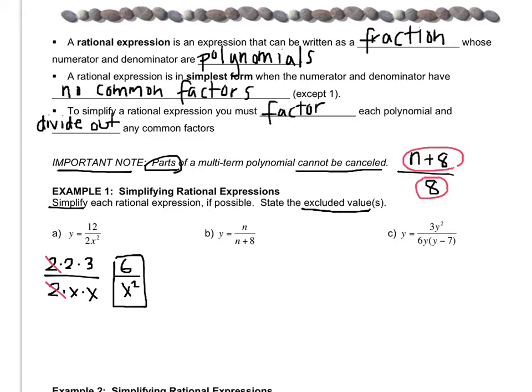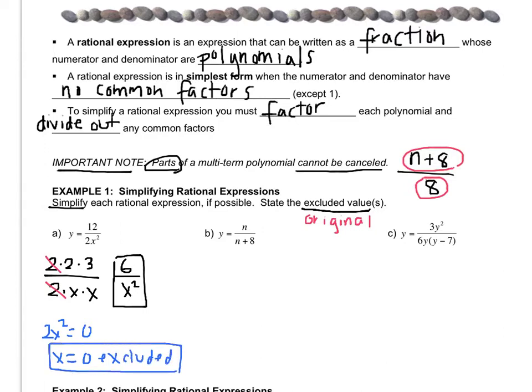When you want to find excluded values, you always go back to the original. Because sometimes when you're reducing, you'll be canceling something out that's supposed to be excluded. So as we've done in the past, you take the denominator and you see what do you need to make it 0. So through some magic of inverses, the excluded value is x equals 0. So all values of x are going to work, but x equals 0 is the excluded value. Let's check out letter B.